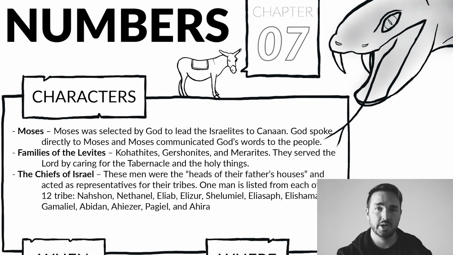We've got Moses. I'm not going to reintroduce him at this point because we've been talking about him forever. There is some information on the PDF if maybe this is your first time with us. The next main group of characters are the family of the Levites. The Levites were broken down into three families, the Kohathites, the Gershonites, and the Merarites, and they served the Lord in a special way by caring for the holy items in the tabernacle.